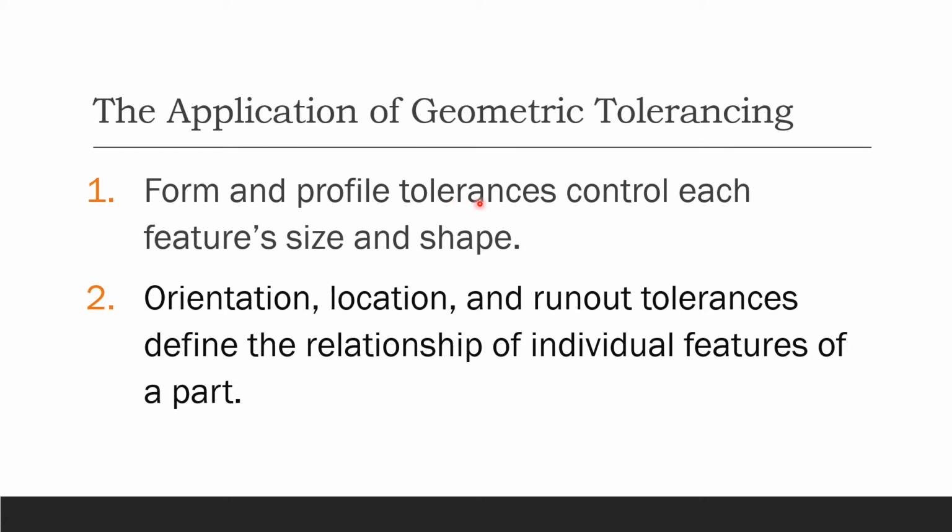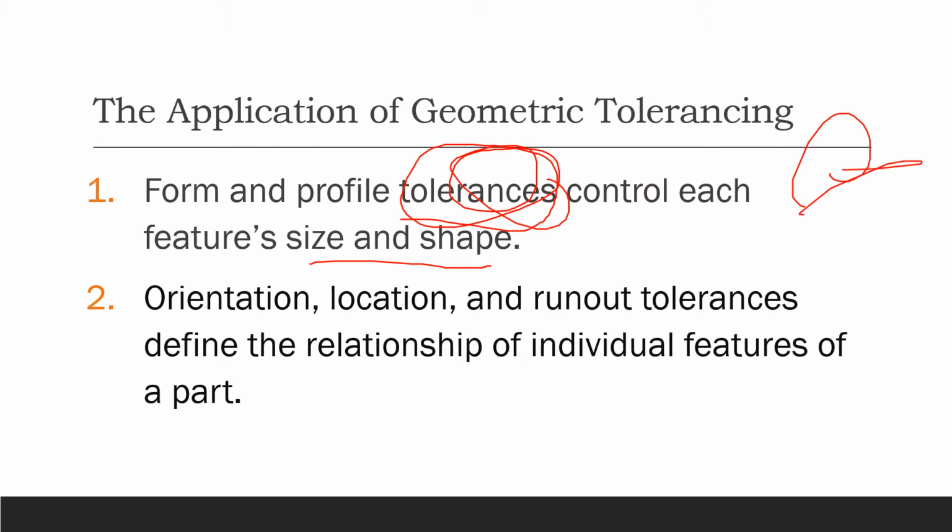Okay, form and profile tolerances. They control each feature's size and shape. When we say form and profile, remember that we're talking about the tolerance, the limits. Form and profile tolerances are going to control the size and the shape, because form and profile are the shape, right? Your straightness, your surfaces, your lines. So you have to know that they will definitely control the size of the part and the shape of the part. And we call that form and profile tolerance.